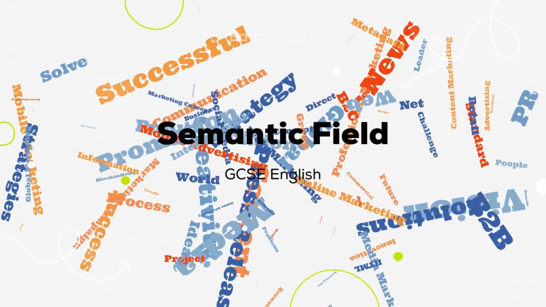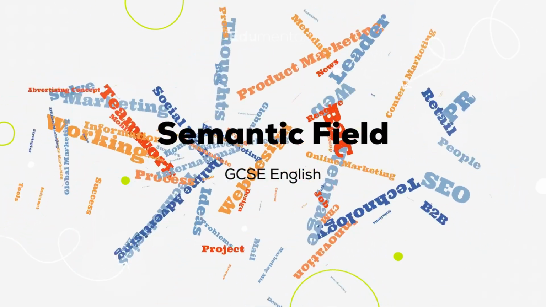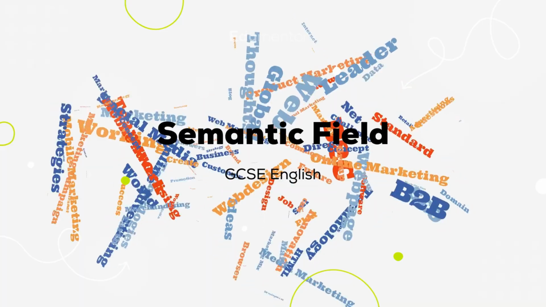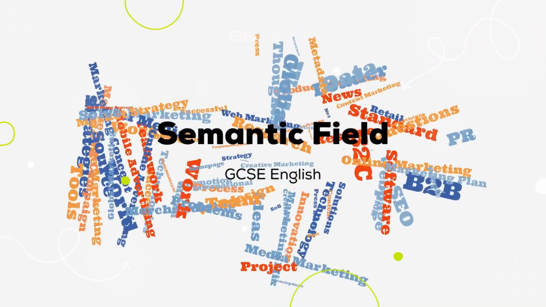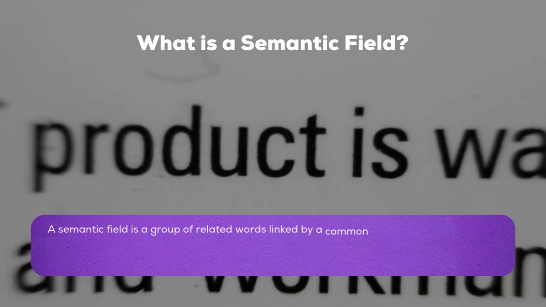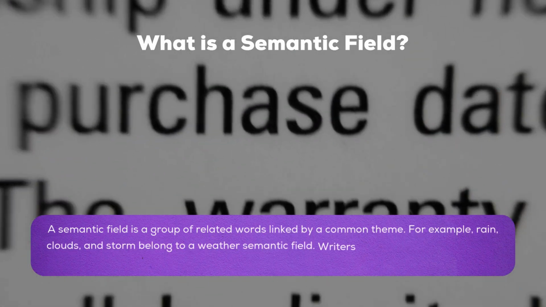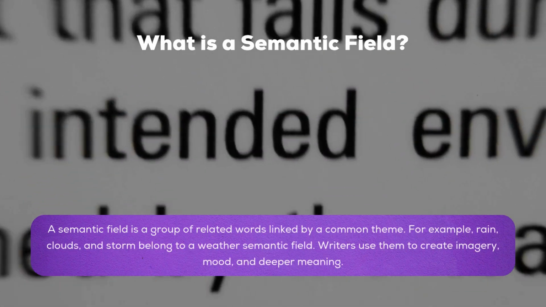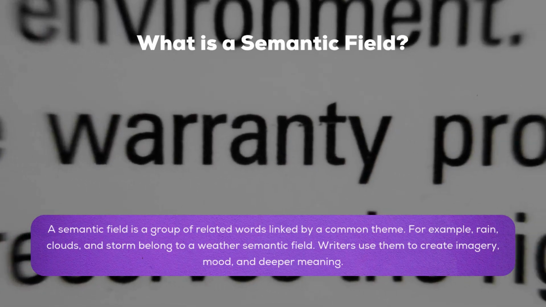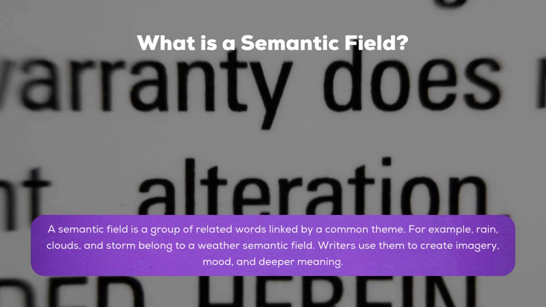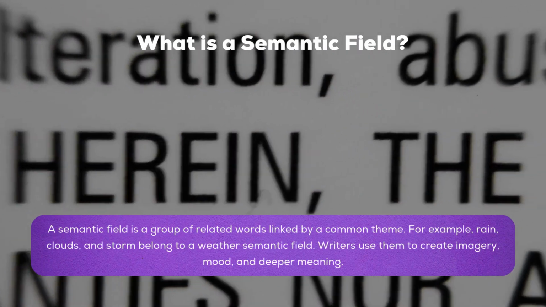Welcome to this guide on semantic field in GCSE English. We'll explore what it is, why it matters, and how to identify it in texts. A semantic field is a group of related words linked by a common theme. For example, rain, clouds, and storm belong to a weather semantic field. Writers use them to create imagery, mood, and deeper meaning.